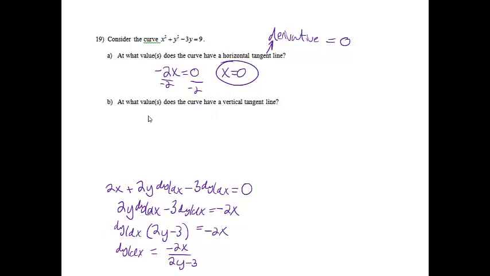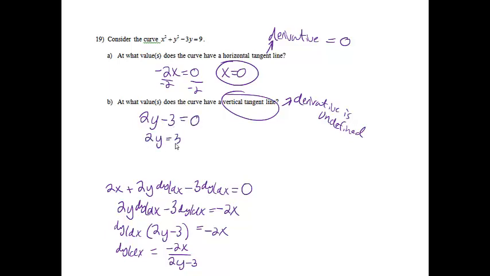Okay, then part B, it says at what value does the curve have a vertical tangent line? Well, we know vertical tangent lines would be where the derivative is undefined. So if I'm looking for this derivative, where's that undefined? That would be where the denominator equals 0. So we'll set the denominator equal to 0, and when we do that, I'll get 2y equals 3. So I'll get y equals 3 halves. So that's where I would have a vertical tangent line.